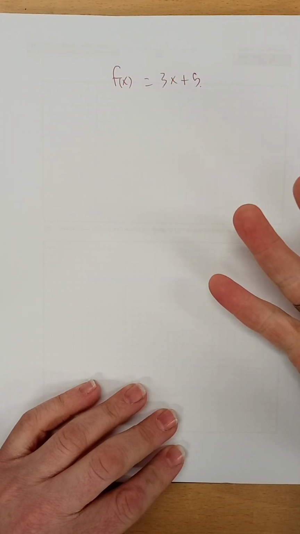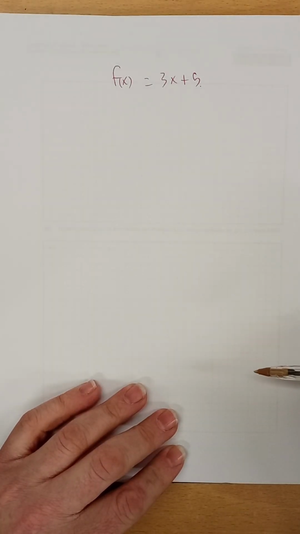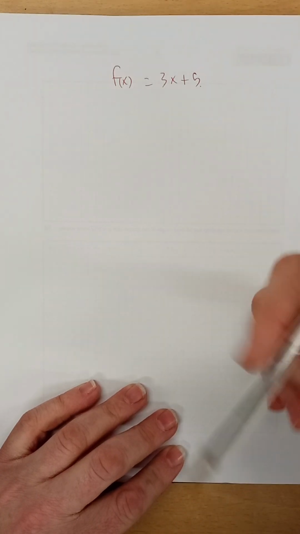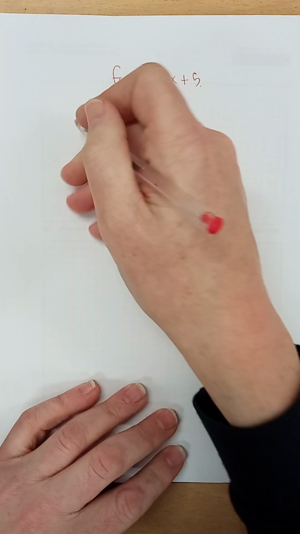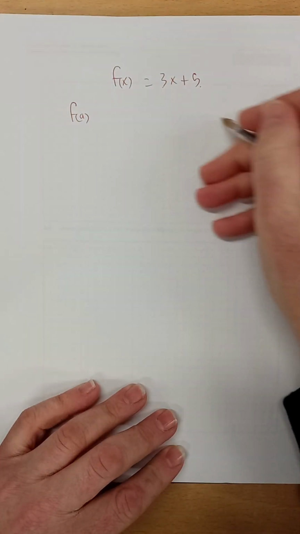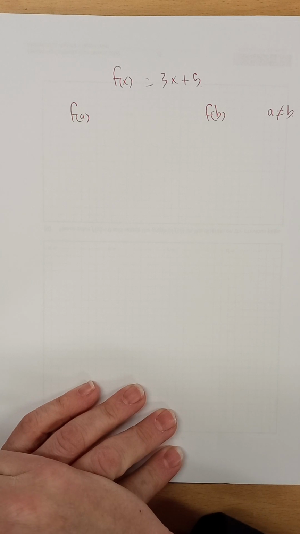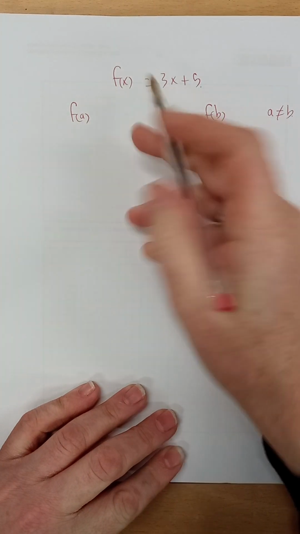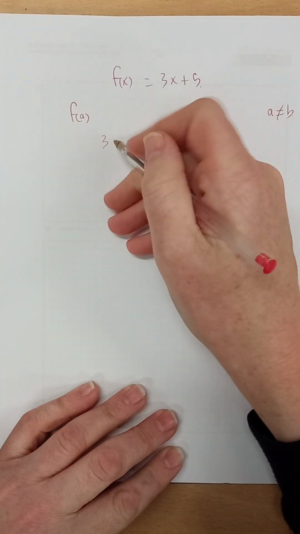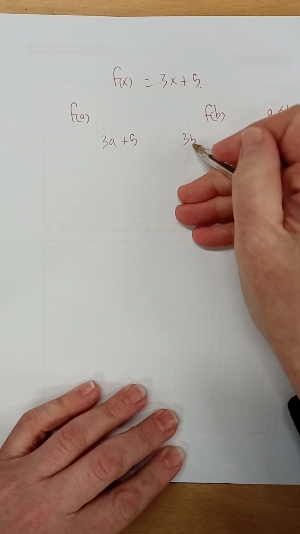Now, visually, how I could show this is injective is I could draw it. If it's a straight line, I know it's one in, one out, and that's going to work. But algebraically, let's say I have two numbers that I want to put into this function. Let's say I want to get f of a, and I want to get f of b, and a is not equal to b. So I'm going to set this up as a kind of contradiction. I'm saying that a and b are uniquely different. So let's pop them in: 3 times a plus 5, and then for b, 3 times b plus 5.